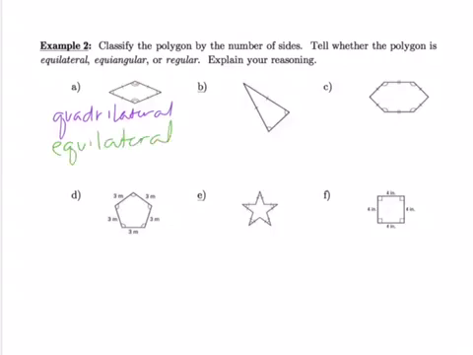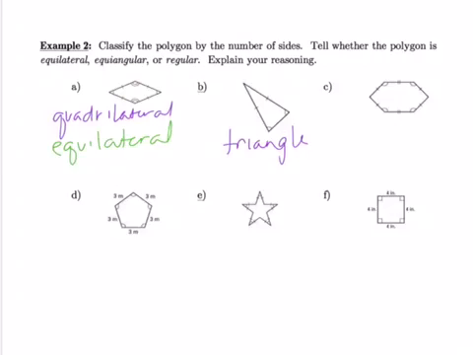So equilateral quadrilateral. And B, since we have 3 sides, 1, 2, 3, it's a triangle. And then we look at the sides and the angles, and we have 2 sides that are the same and 2 angles that are the same, but we're missing this side and we're missing this angle. So it's neither equilateral or equiangular or regular.